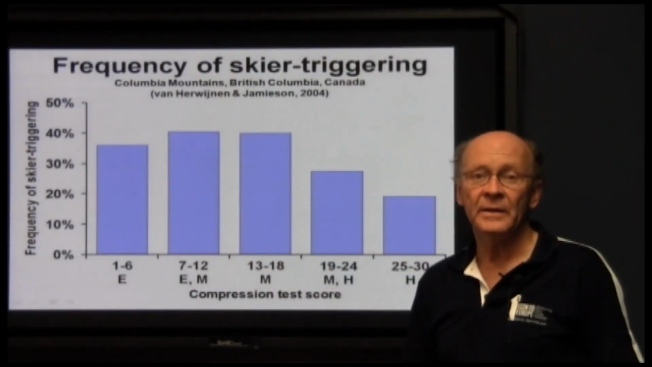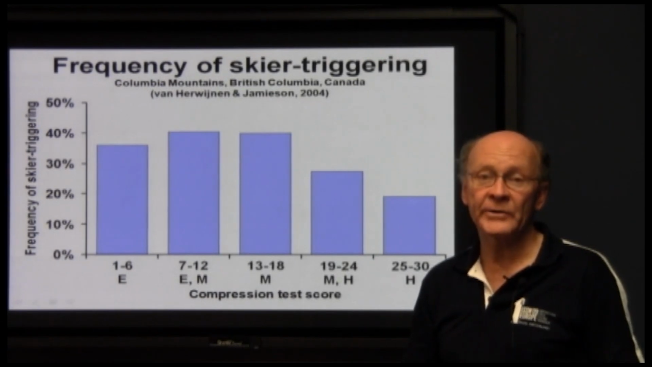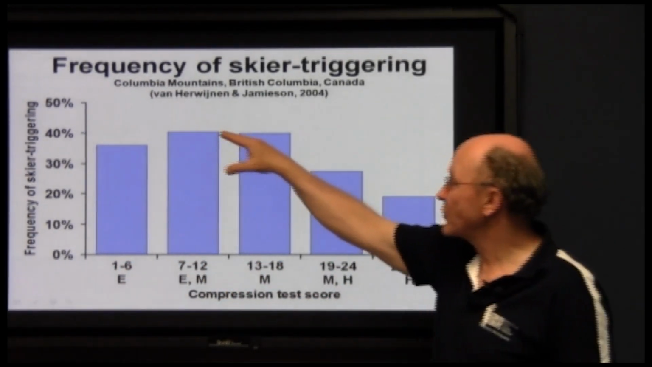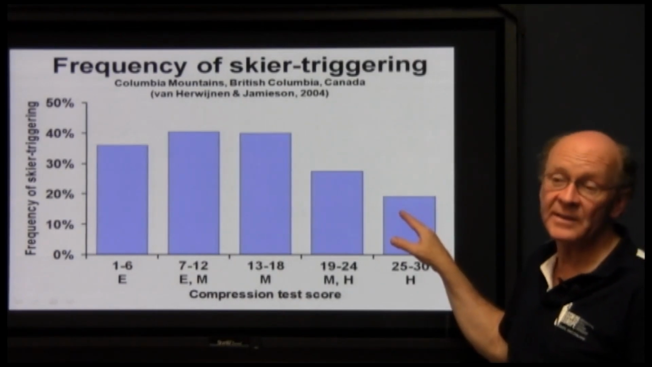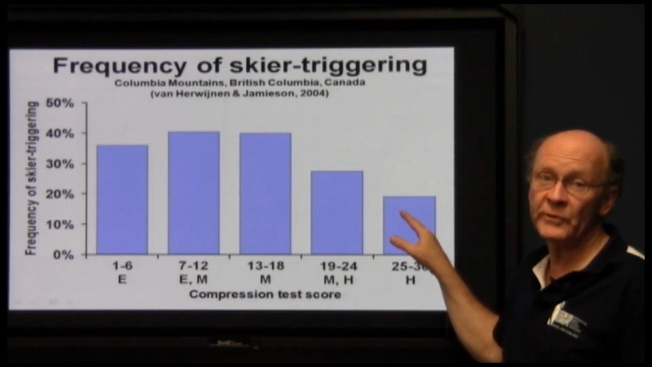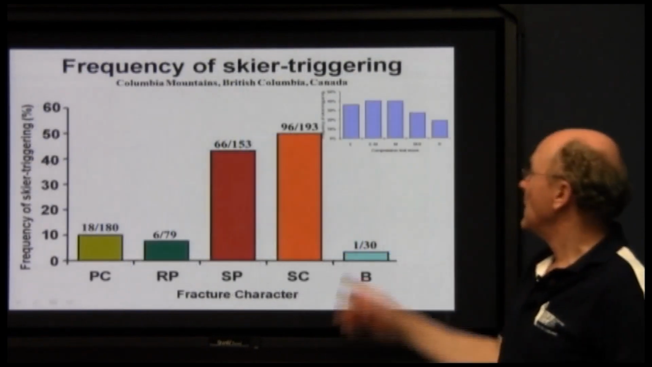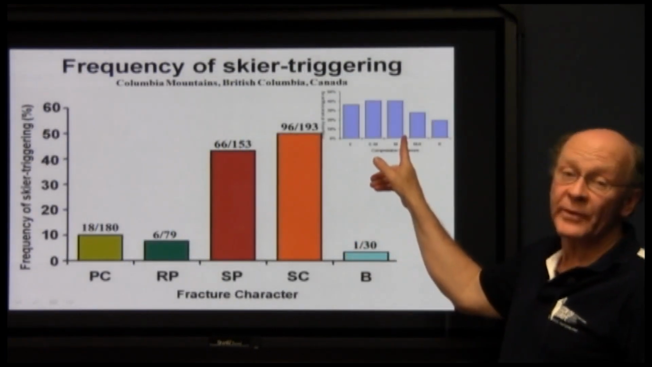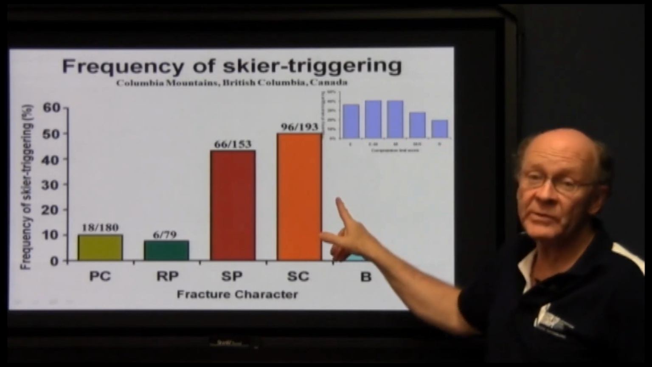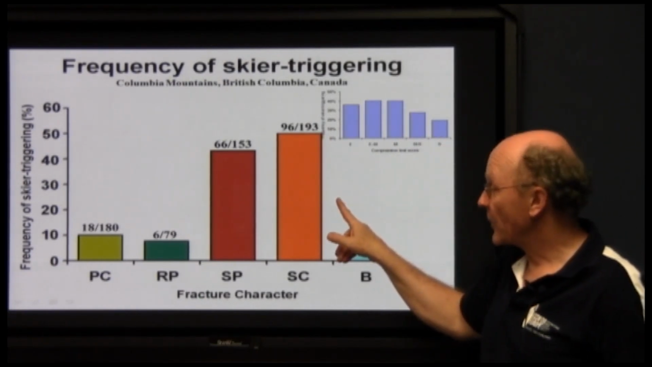So here again is our graph of the frequency of skier triggering without fracture character. So we're only looking at the number of taps across the bottom here, and it does drop off as the number of taps increases, but not nearly as much as we'd like. Let's see if fracture character improves upon this. So here inset is our graph of the frequency of skier triggering for the number of taps alone. Here's the results of Alec's study for fracture character.